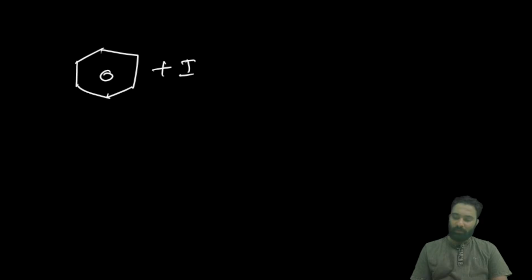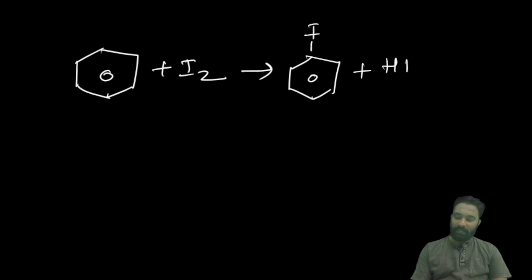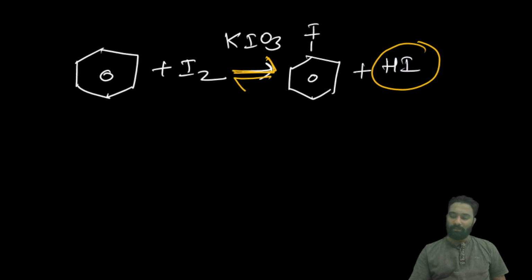Suppose they have given iodine. Now, will the reaction happen? No sir. Why will the reaction not happen? It is reversible, because if the iodobenzene is formed, whatever HI has formed here is a strong reducing agent. So to destroy this strong reducing agent, since this is a reversible reaction, we have to take KIO3, a strong oxidizing agent. This HI is a strong reducing agent, and it is a reversible reaction.